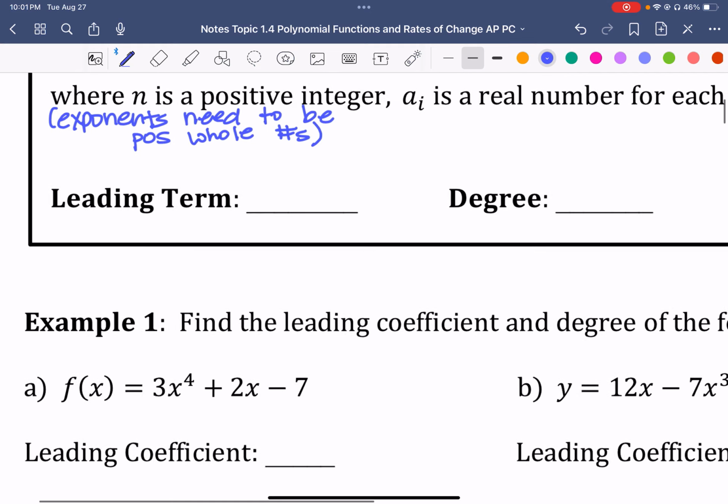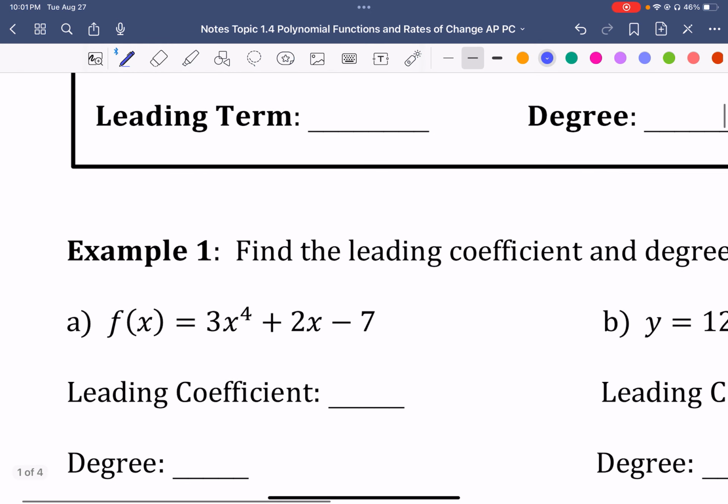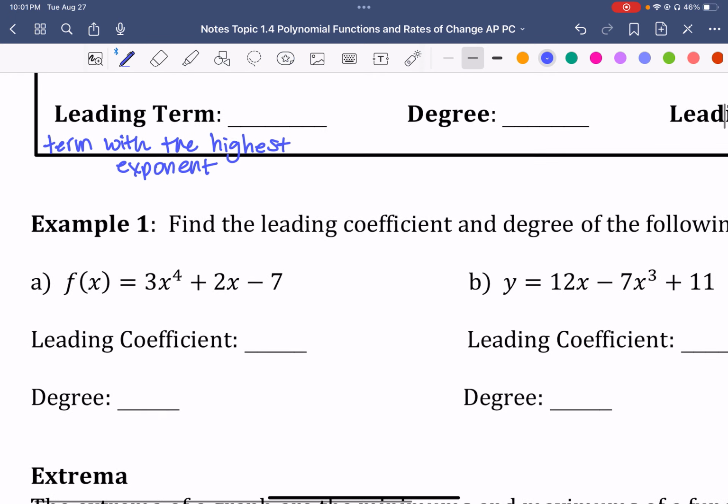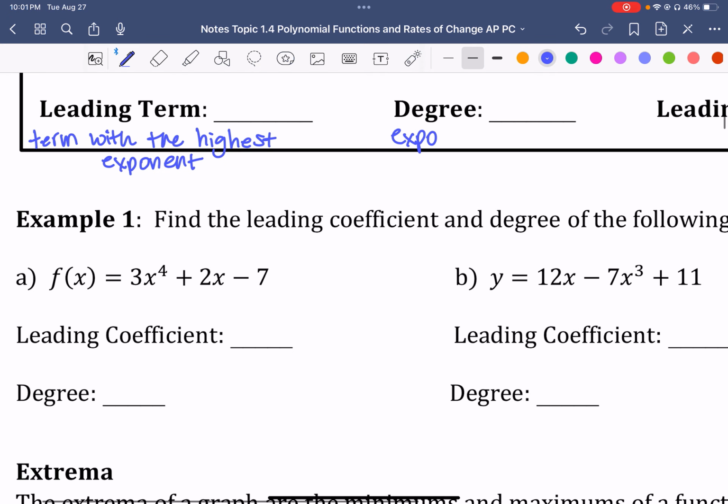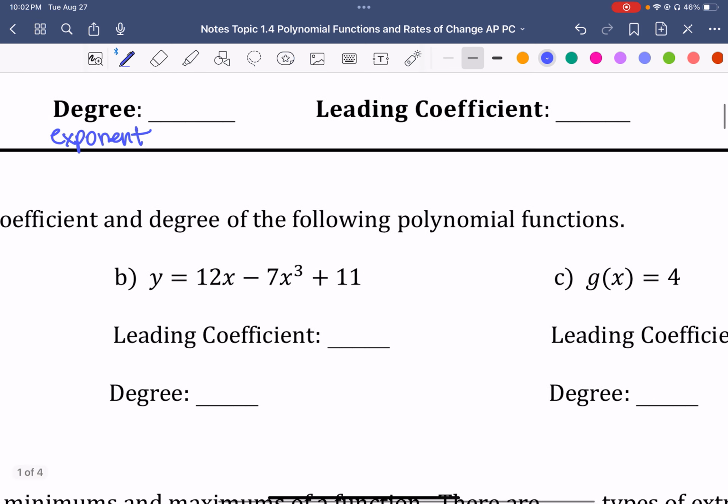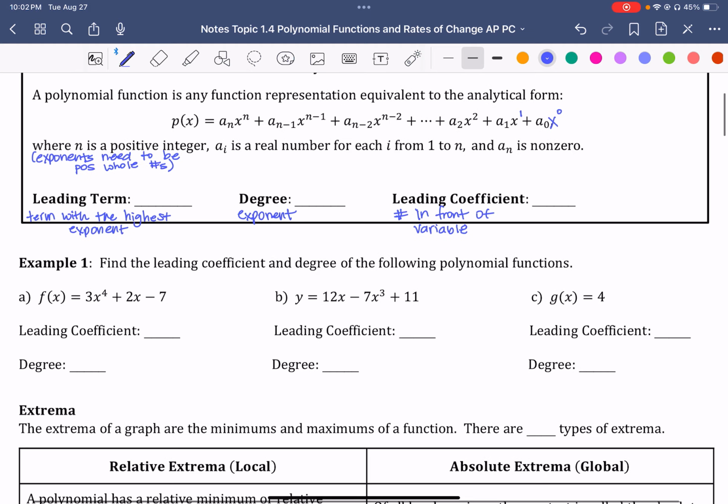And then we have a few definitions here. So the leading term is going to be your term with the highest exponent. When they're talking about the degree, all they're really saying is what is the exponent. That's just a fancy word of saying exponent. And then when they're talking about the leading coefficient, we should know from Algebra 1 that the coefficient is the number in front of the variable. The variable is usually x. It's not always x, but most of the time it's going to be x.